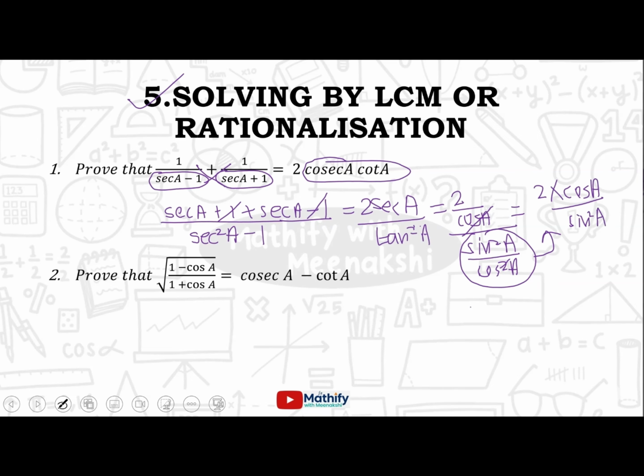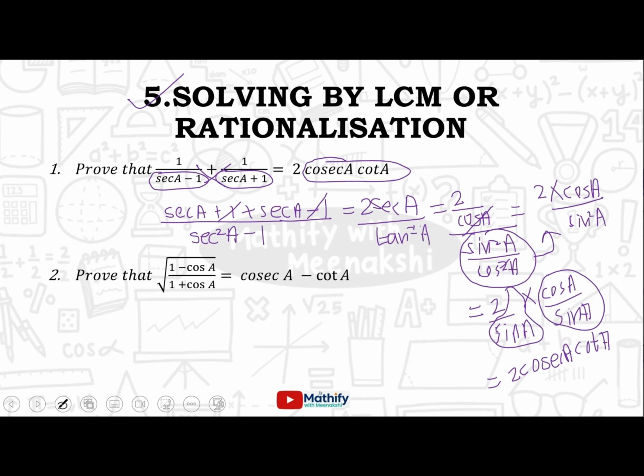Now, you can write it like this: 2 by sine a. Just break sine a and cos a by sine a. Now, cos a by sine a is cot a, and 1 by sine a is cosec a. And just write 2 as it is. 1 by sine a, it's cosec, and cos by sine, it's cot. Hence proved equal to RHS. Let's move to the second question.